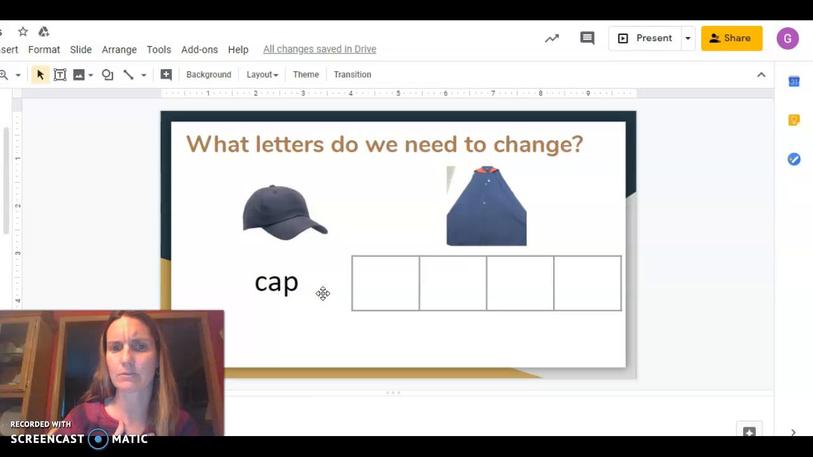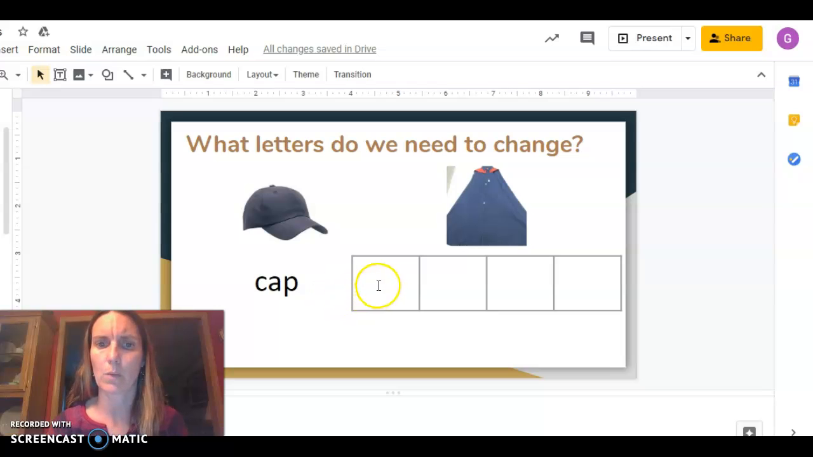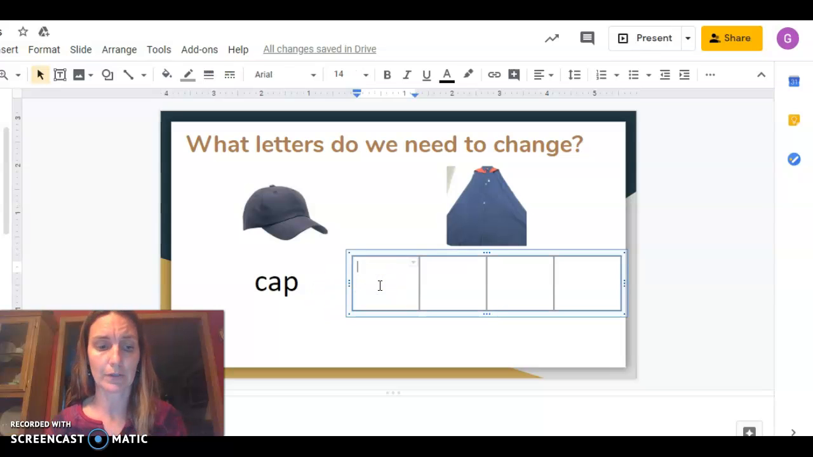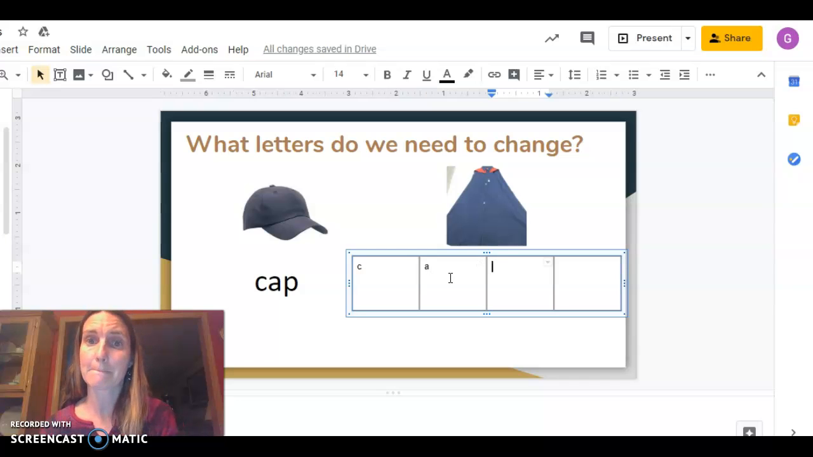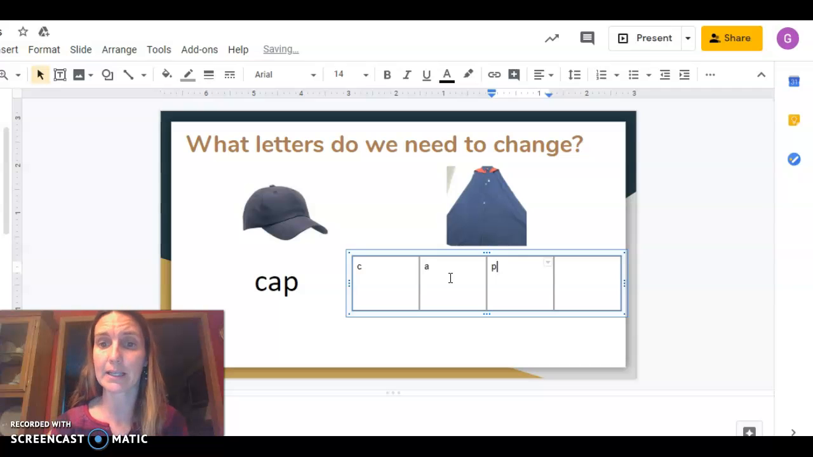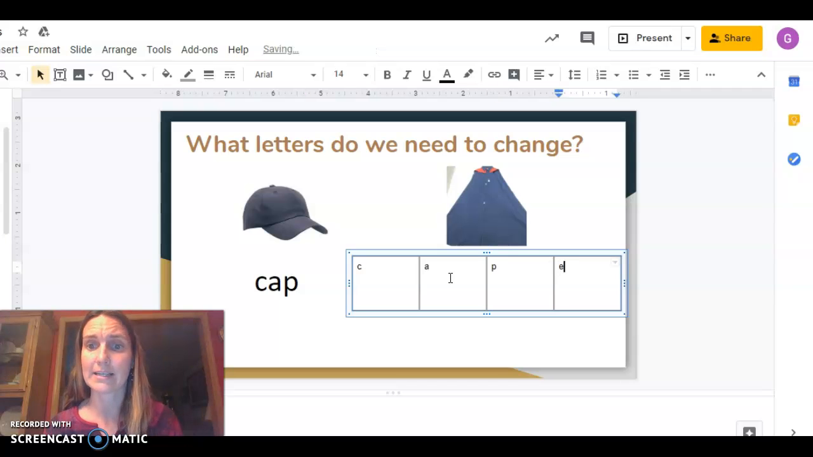Where was the sound change? Well, we still heard the letter C for k, but instead of short a, we hear long a, which we know is spelled with the letter A. We still hear the p, which is spelled with the letter P, but what makes that A say A and not a, like in cap? We have to add the letter E.